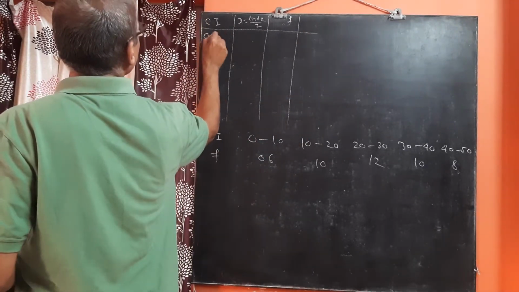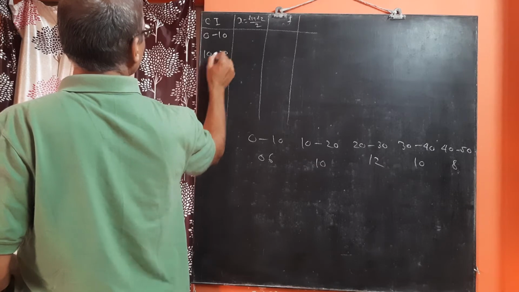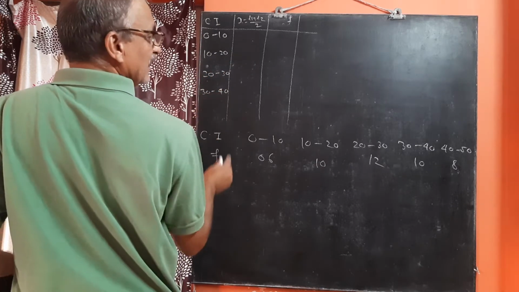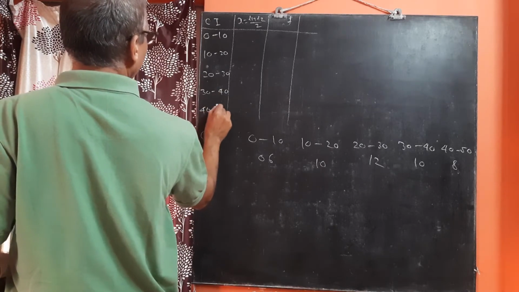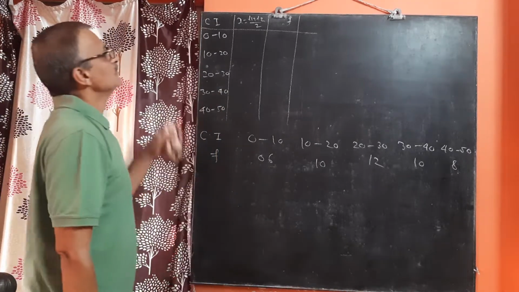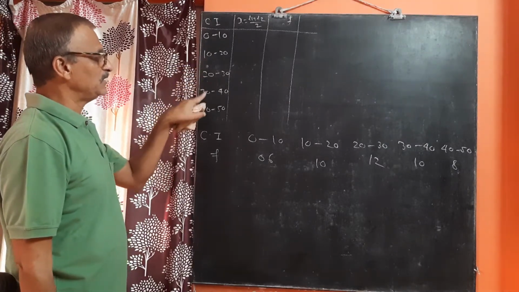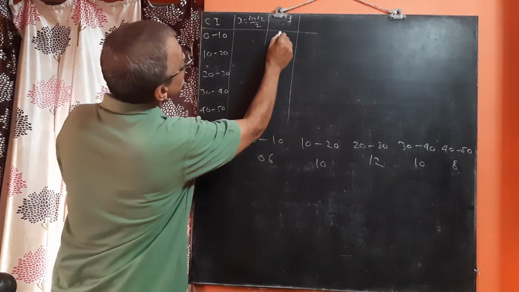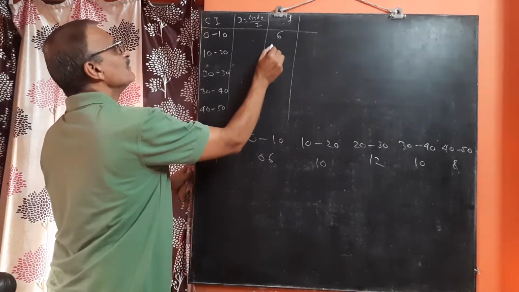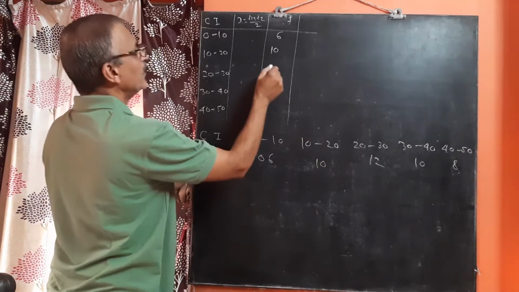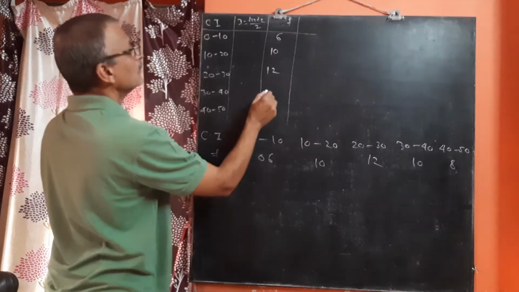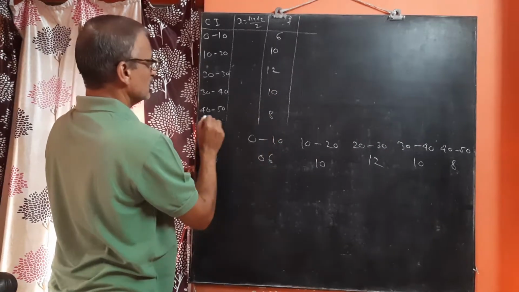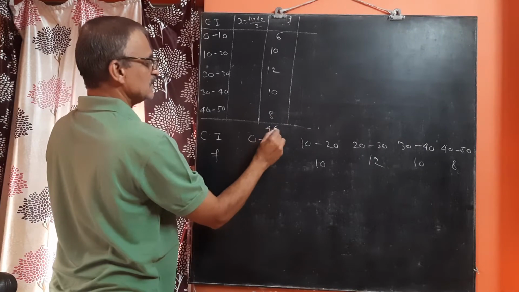First one is 0 to 10, 10 to 20, 20 to 30, 30 to 40, and the last one is 40 to 50. The frequencies are 6, next one is 10, then 12, then again 10 and 8. So the sum is 46.